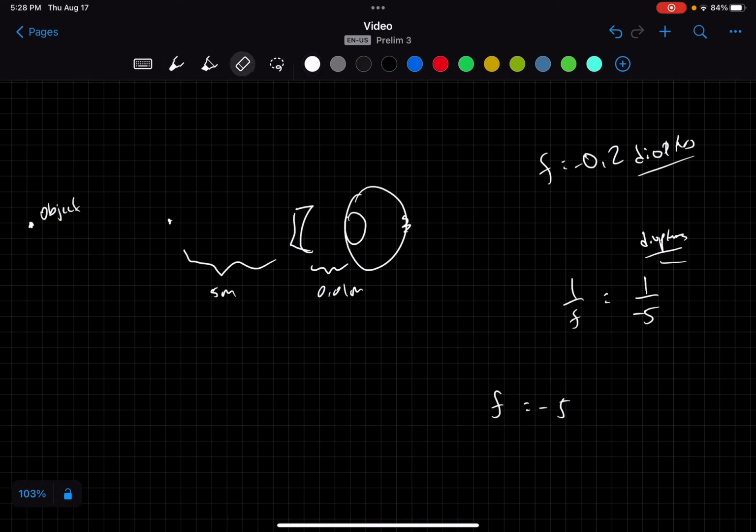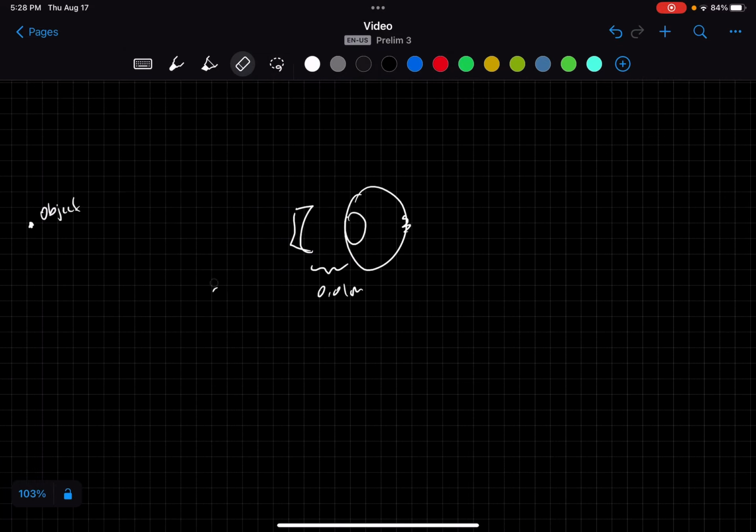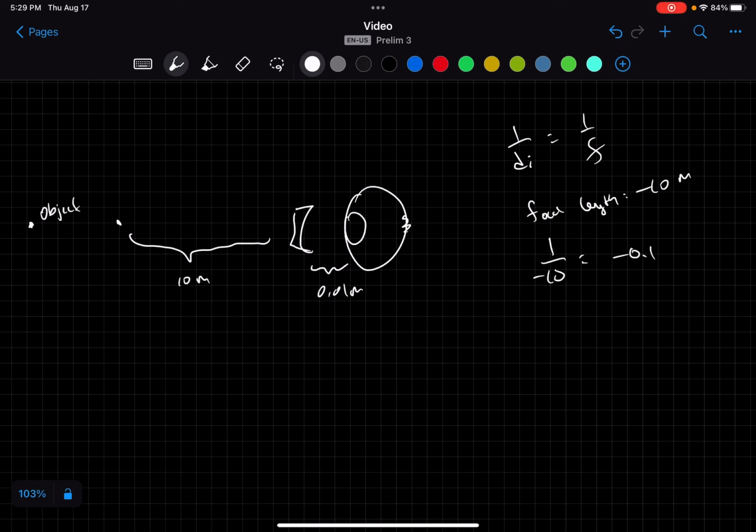Now, the change that really matters is your far point. Let's say your eyes are a little better than mine, and you could see 10 meters. Now the math comes out a little differently, because 1 over di is equal to 1 over f. So the focal length is now -10 meters, and the refractive power is 1 over -10, which is -0.1 diopters.